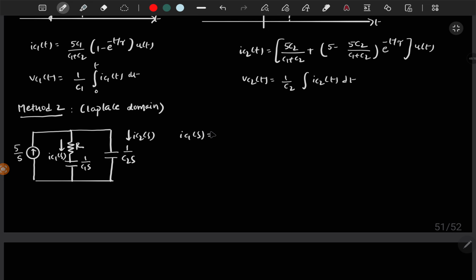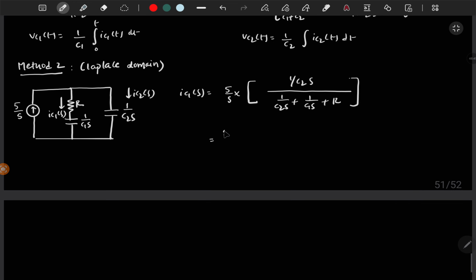So IC1 of s, if you want to find, then the total current phi by s times opposite impedance by total impedance, plus R. So phi by s times C1s by C1s plus C2s plus R C1 C2 s square.